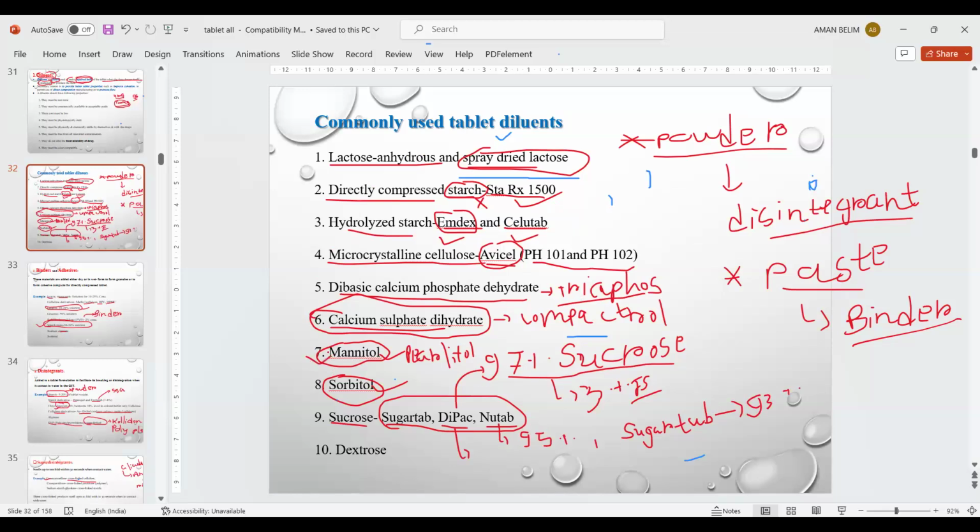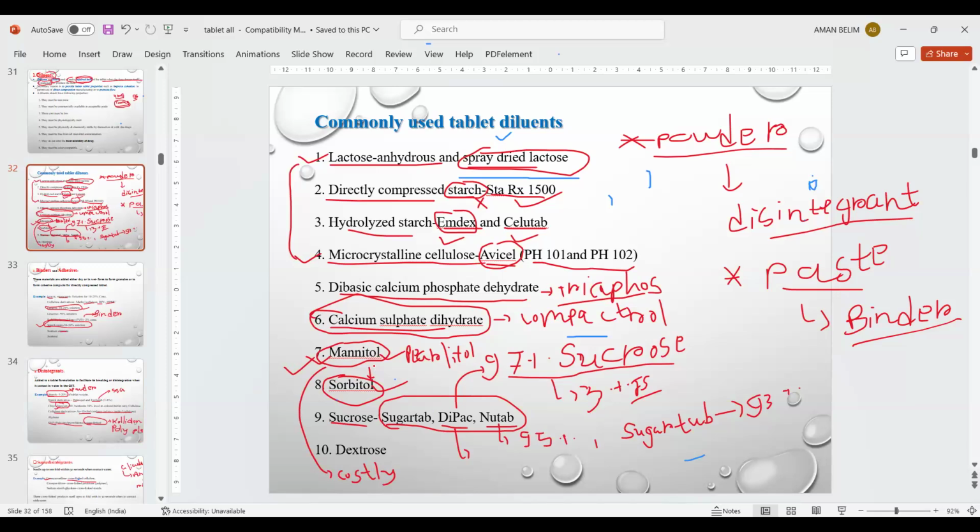Mannitol is used in case of chewable tablets, okay? Most commonly lactose, and lactose and MCC, are used in normal tablets, and in case of chewable tablets, mannitol is the most widely used one. But it is also a costlier diluent. Mannitol is very costly, and sorbitol is an optical isomer of mannitol. Structurally, mannitol and sorbitol are very similar.